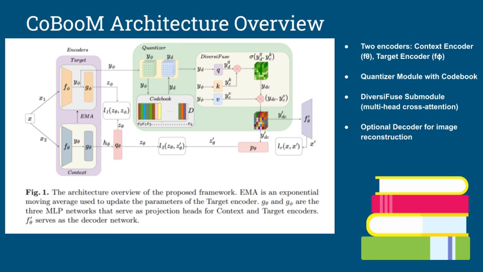So, to quickly recap: continuous representations capture fine details. Discrete representations capture recurring patterns via codebook. Two encoders process augmented image views. A quantizer converts continuous embeddings to discrete code words. DiversiFuse uses multi-head cross-attention to fuse both spaces, and an optional decoder reconstructs the image for auxiliary supervision. All of these components work together to create a robust and semantically aware SSL framework for medical imaging.